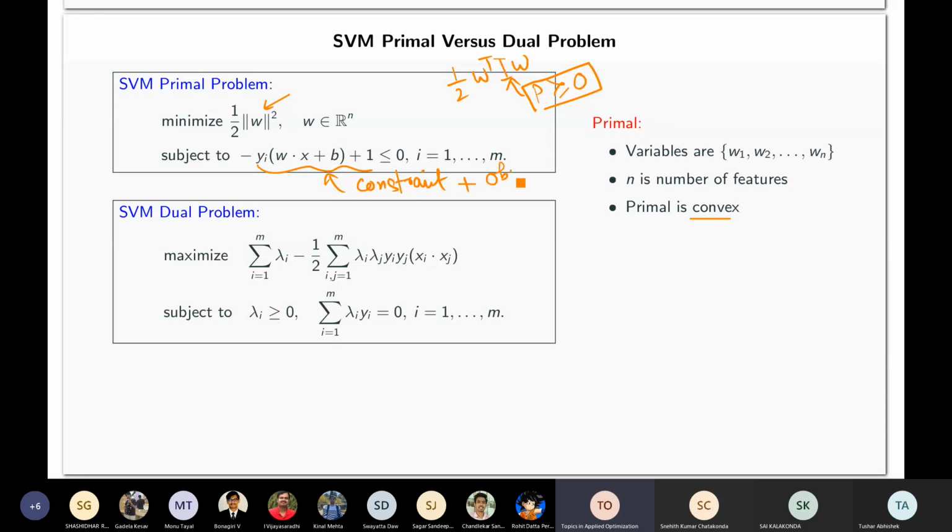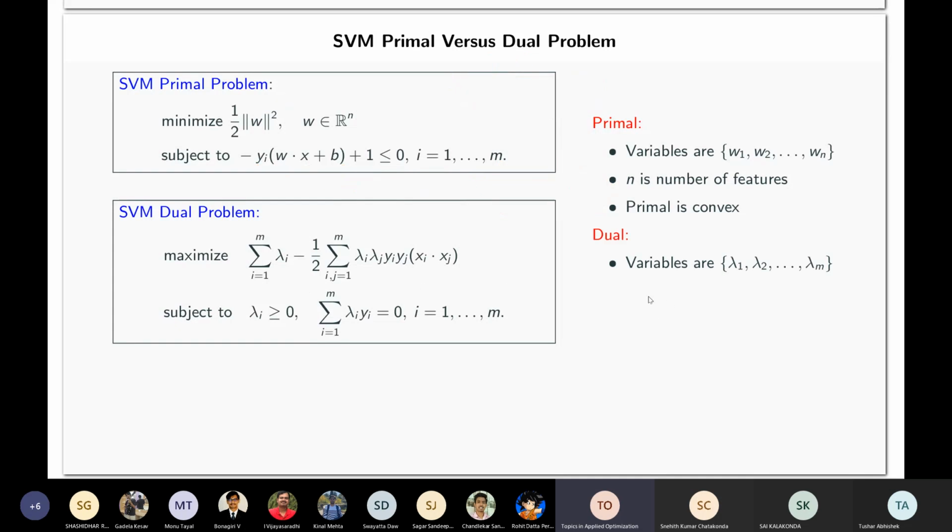Constraint plus objective function are convex. That's the definition of a convex optimization problem, right? There is no equality constraint here, obviously. Now, if you look into the dual, the variables are lambda 1 to lambda m.